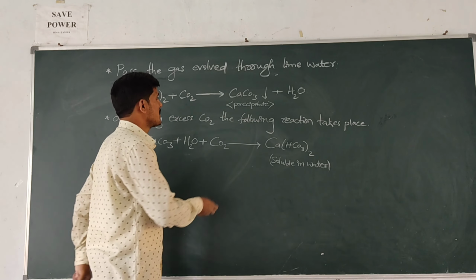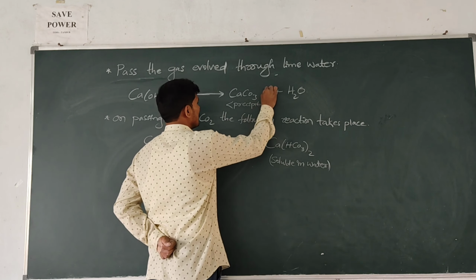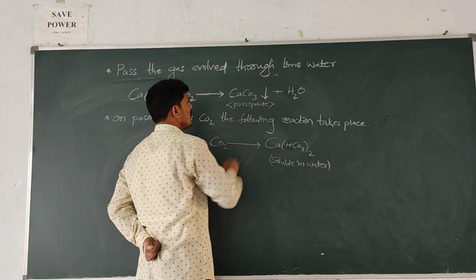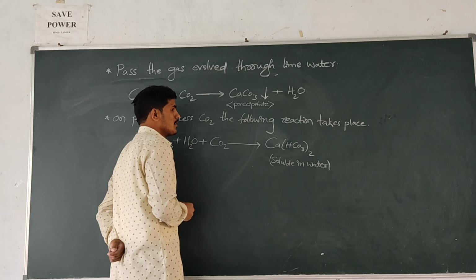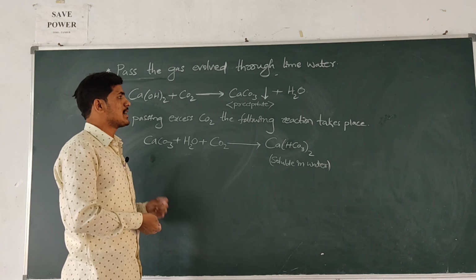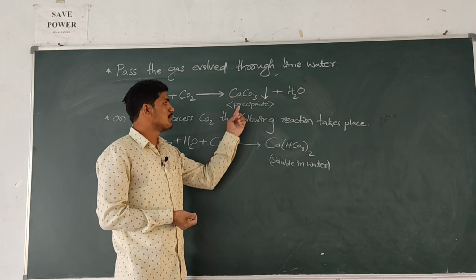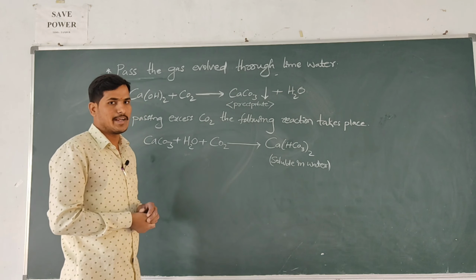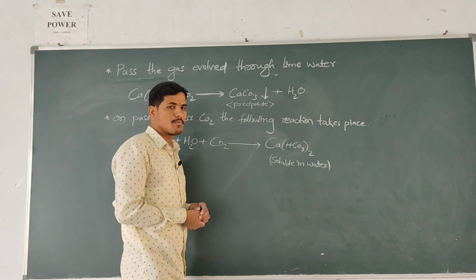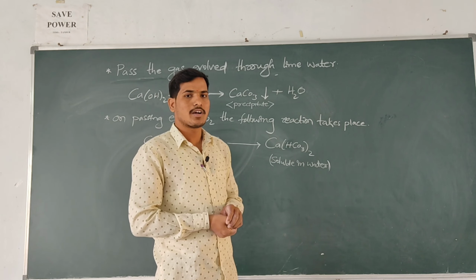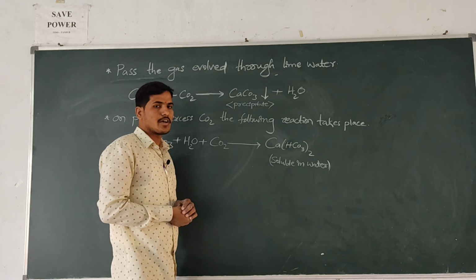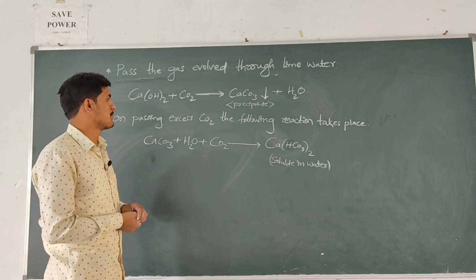Here calcium carbonate is indicated with a downward arrow mark, which means it is formed as a precipitate. Precipitate means an insoluble substance is called a precipitate.